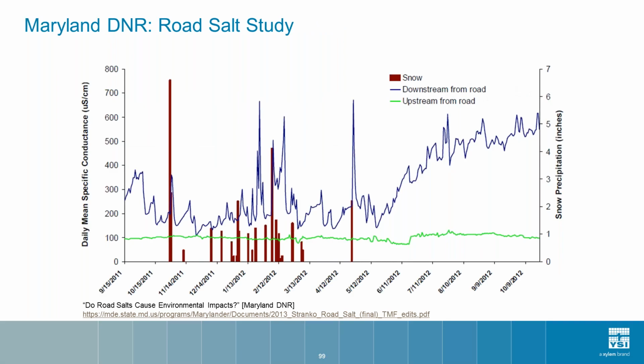On this graph, we can see specific conductance readings from 2 sites in the Savage River watershed, one upstream and one downstream from Interstate 68 in Garrett County, Maryland. The upstream readings are represented here by a green line. We consider this the baseline, as upstream from the interstate is pretty much unaffected by the road salt runoff from the interstate, while the dark blue line represents the downstream readings, which appear to be greatly affected by the road salt runoff. The dark red bars represent snow precipitation.